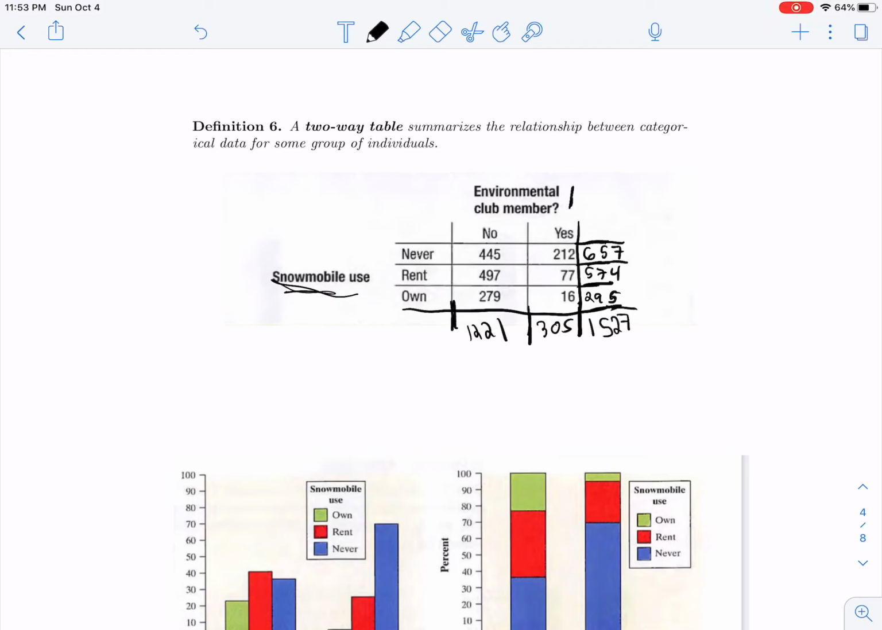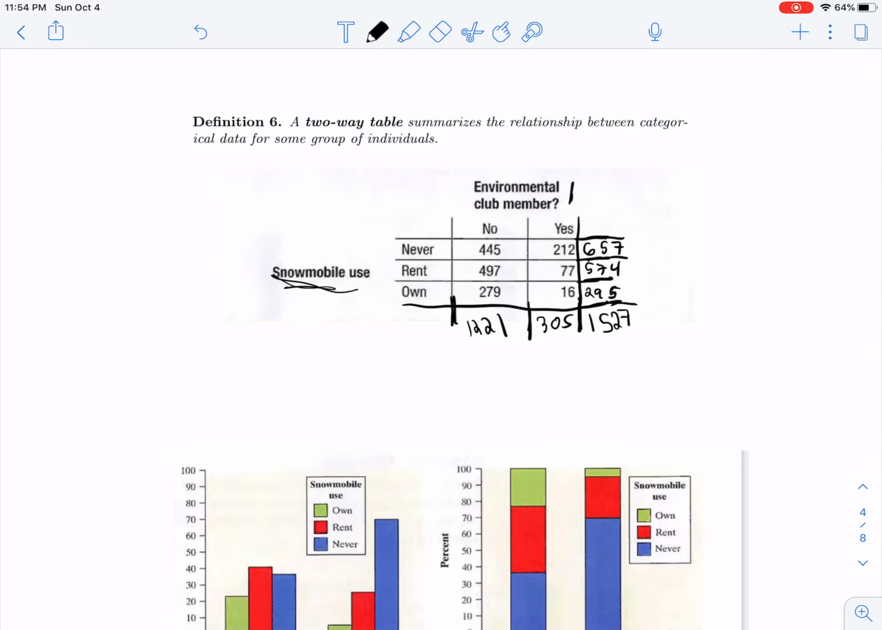But augmenting this two-way chart this way makes it easy to answer things like what percentage of people surveyed own a snowmobile, right? So here's the total number of people surveyed. Here's the people that own a snowmobile. So I can just answer that question I just said out loud, provided I did all the arithmetic correctly. Okay.